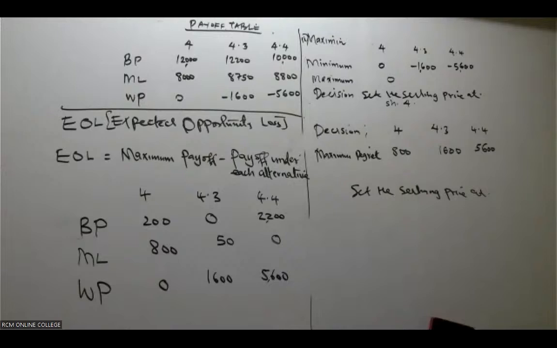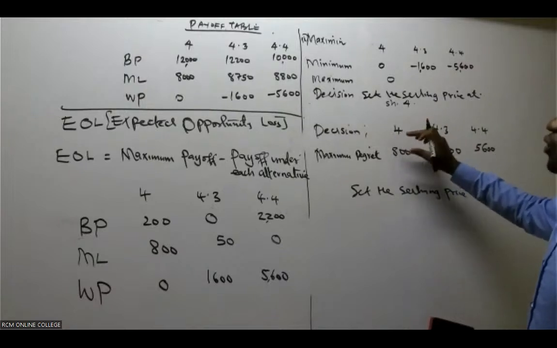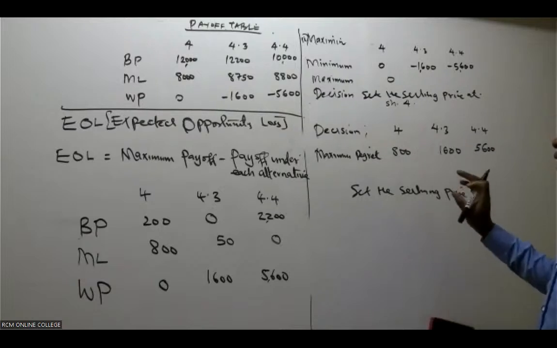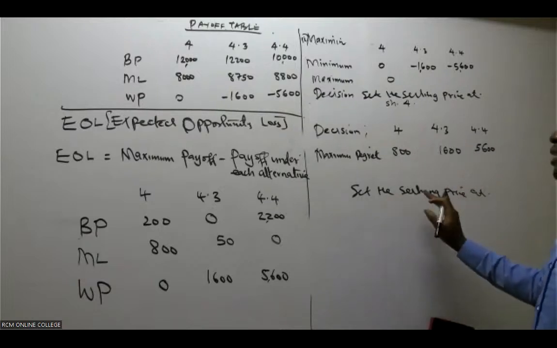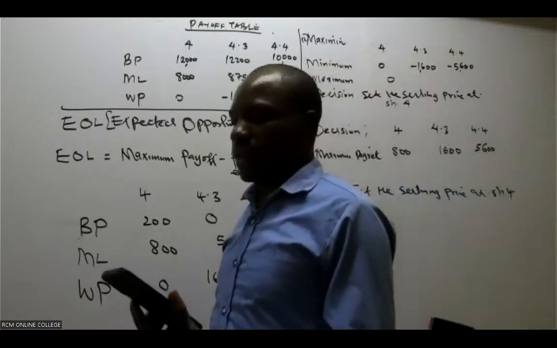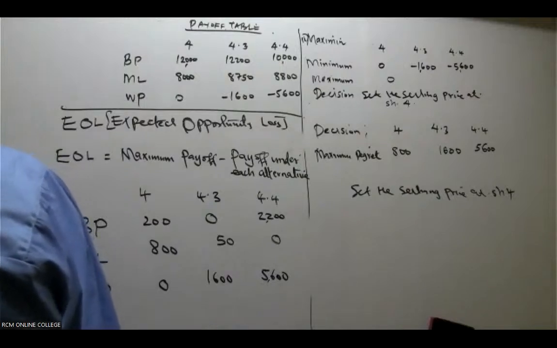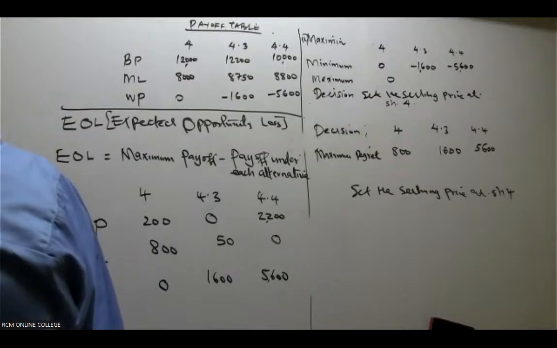Remember, as a company, you would like to minimize what you are losing. So you cannot tell us that you're going to set it at 4.4, when you know very well you will be losing 5,600, yet there's an alternative here that will make you lose only 800. So the next best alternative is to set the selling price at 4 shillings. So that is what we have.